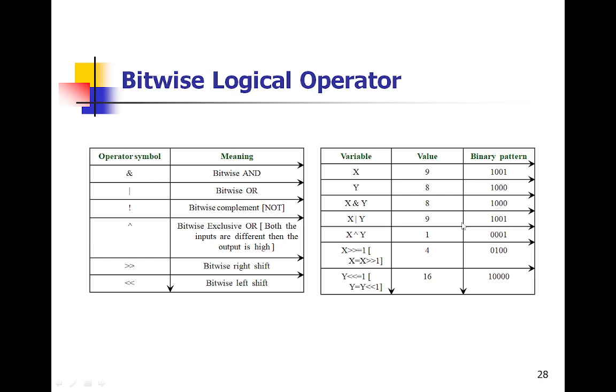Okay, I hope you can understand. The x value we have declared as 9, then the y value is 8, and with x and y we are going to find the various AND operations, then the corresponding binary patterns, and the left shift and right shift operations we can perform. So these are some examples of the variables as well as values and the corresponding binary patterns.